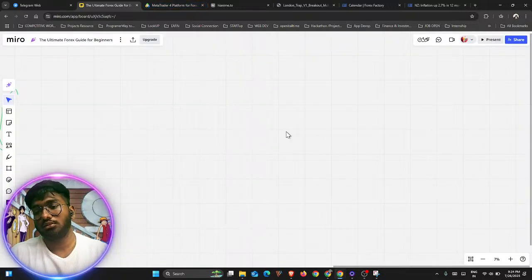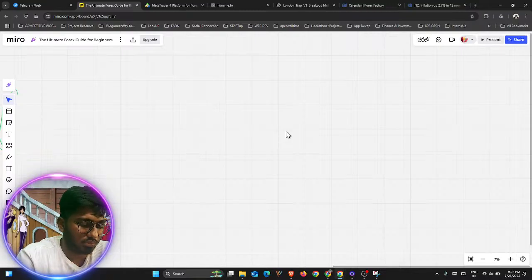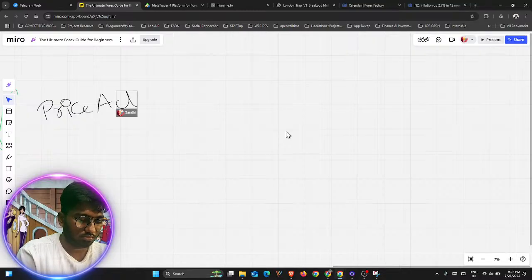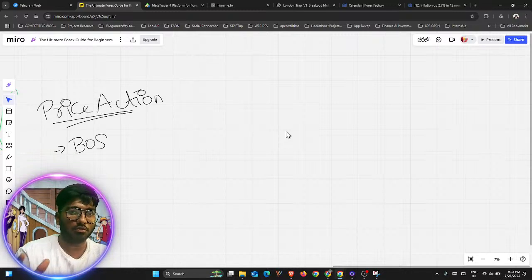Okay, the terms we start with, price action. Here are the important terms: BOS, break of structure. I'll just go with the short terms. Break of structure, and another one, change of character. We use these terms in short form. And liquidity grab.